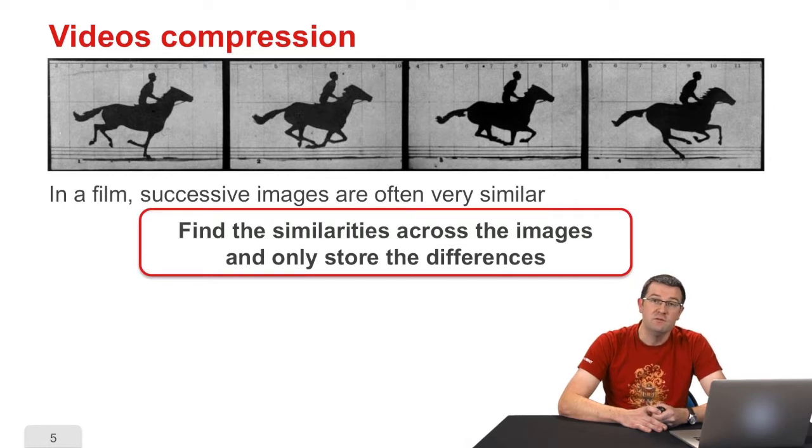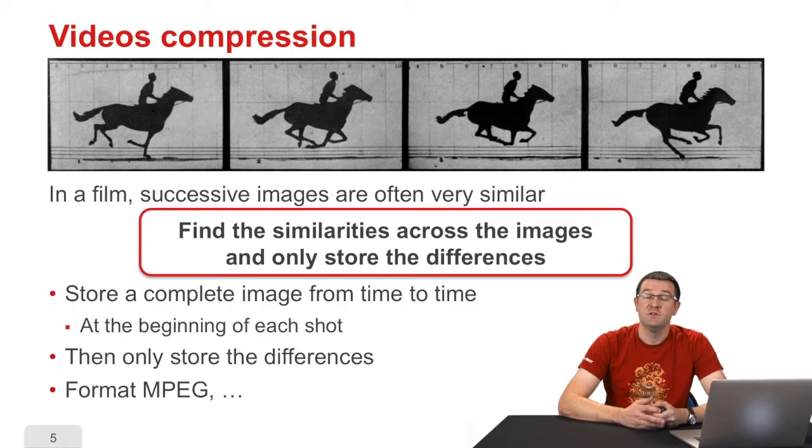To store a video, we are going to store some of the images, and for the others, we will search for similarities between the images and say, the next image is the previous one with this or that modification. Those are common practices for formats such as MPEG, which will store complete images from time to time, particularly at the beginning of each shot. Then it will only store the differences for the following images. That saves a lot of storing space, since a lot of information is not duplicated anymore.